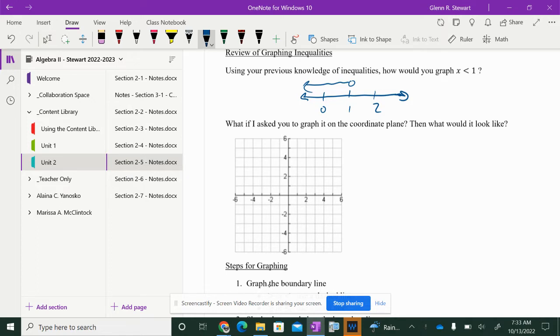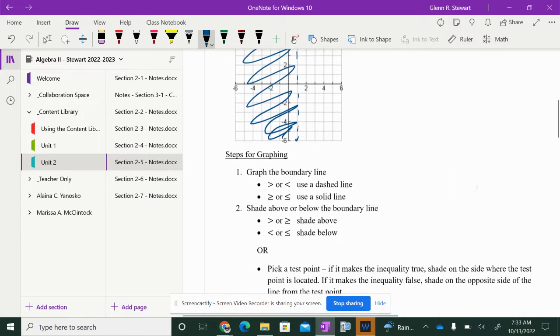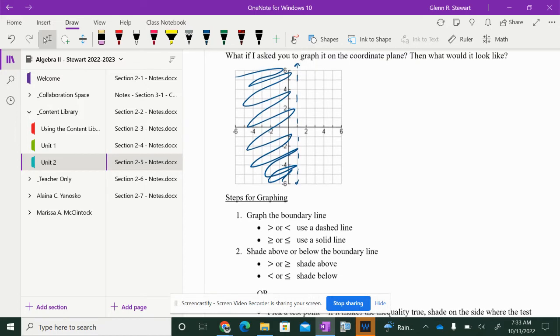x means that there is a vertical line. So we draw something like this with a dash, less than, and then we would shade everything on the other side. You might be wondering why we did certain things, like, why did we do a dash line?